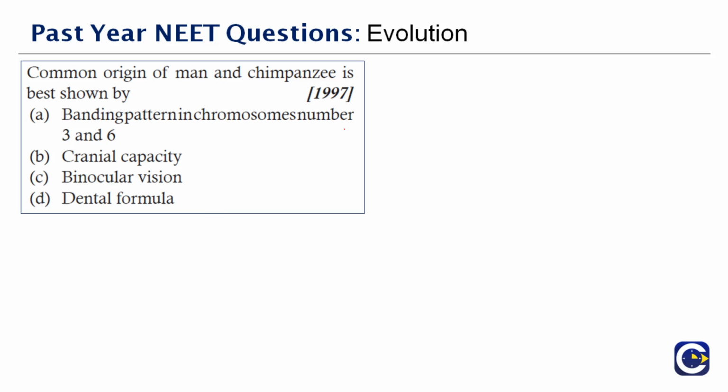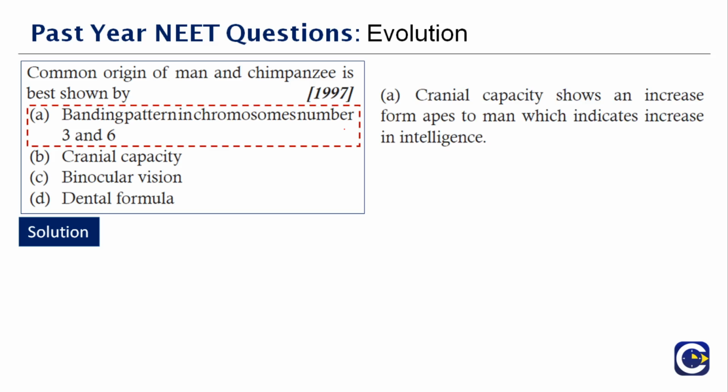Next question here. Common origin of man and chimpanzee is best shown by dash. Okay, we have 4 options. Binocular vision, dental formula, cranial capacity. Okay, the right answer is option A. What is it? Banding pattern in chromosome number 3 and 6. If you take the rest, cranial capacity shows the increase from apes to man, which indicates the increase in intelligence, all that is there. But when it comes to a common origin of man and chimpanzee, it is best shown by the banding pattern in chromosome number 3 and 6.